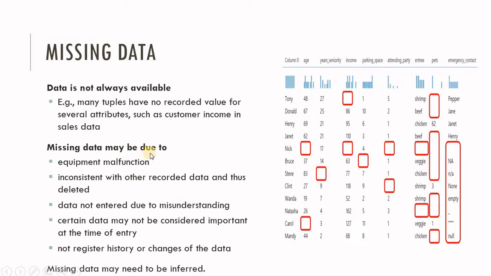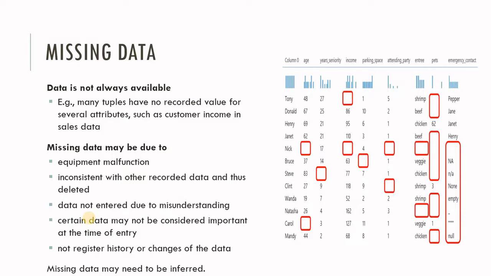Missing data may occur due to equipment malfunction. Suppose you are retrieving data from some equipment; it is possible that, due to some errors, some of the data values will be missed. Data may also be inconsistent with other recorded data and thus deleted. Data may not be entered due to a misunderstanding. Certain data may not be considered important at the time of entry, and the history or changes of the data may not be registered.